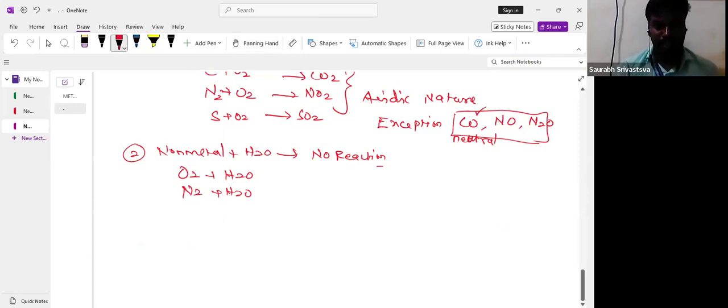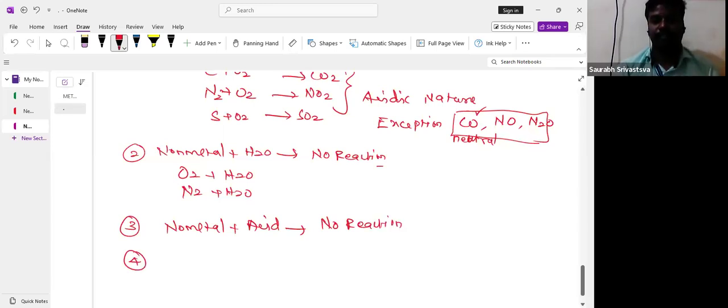And next, third case, non-metal reaction with acid. Here also, no reaction. Next, fourth case, non-metal reaction with base. Whether a non-metal reacts with a base or not, yes, it will give a reaction. The reaction forms a salt.